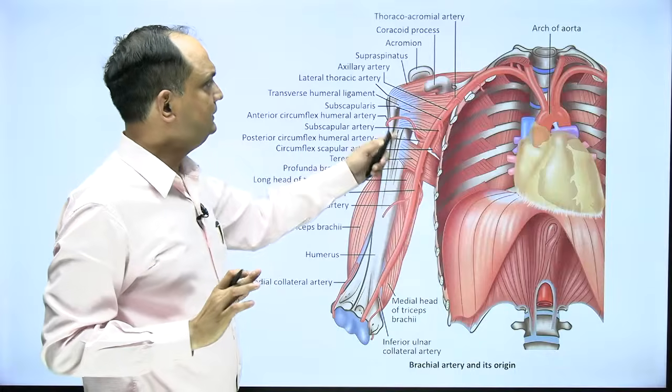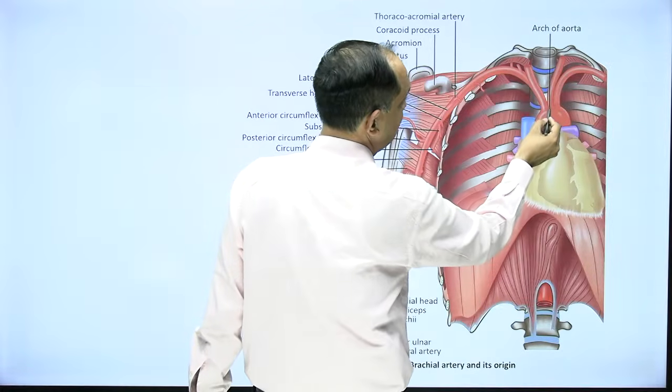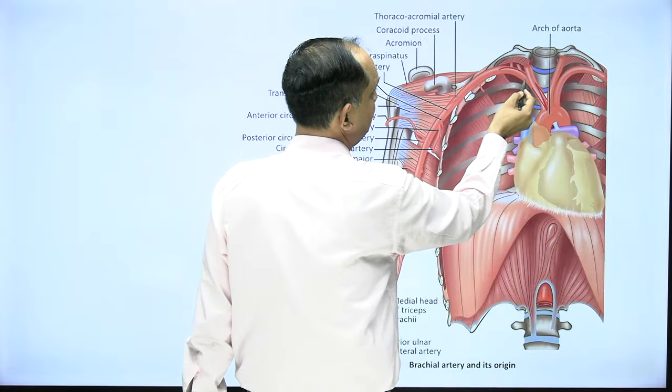Now this is the actual diagram of the artery, where you can see this is the arch of aorta. From the arch of aorta on the right side, this is the brachiocephalic trunk, where you will have the origin of the subclavian.